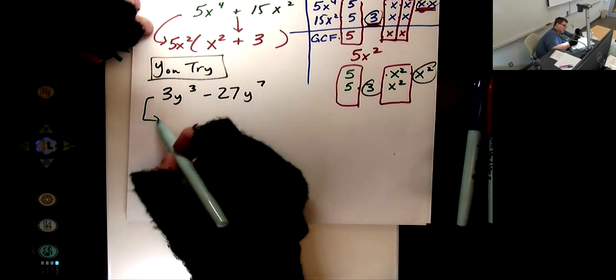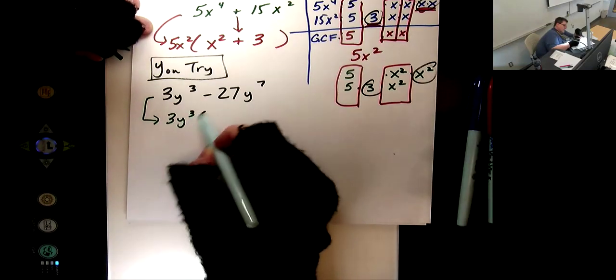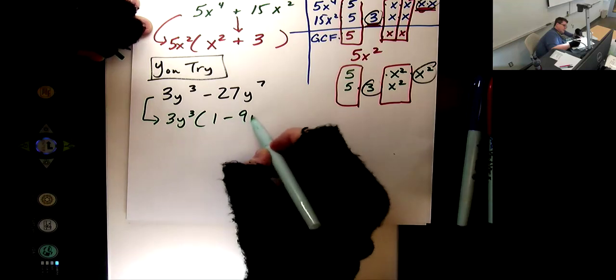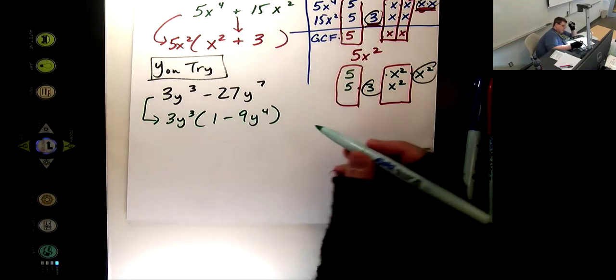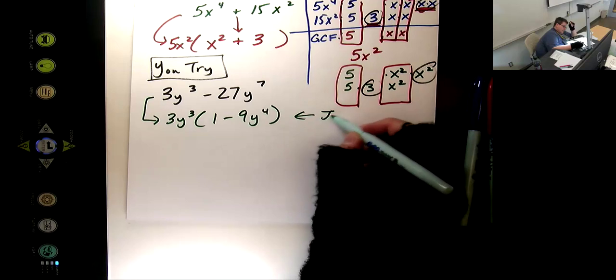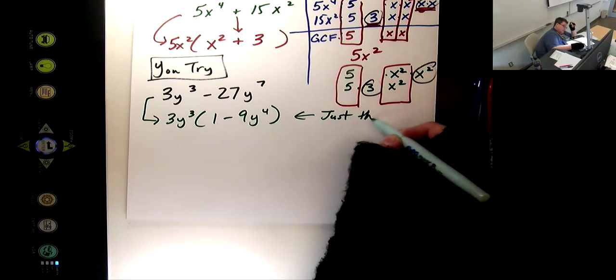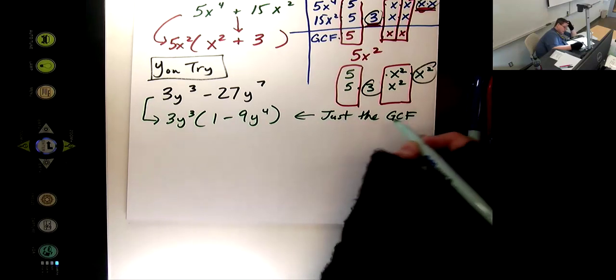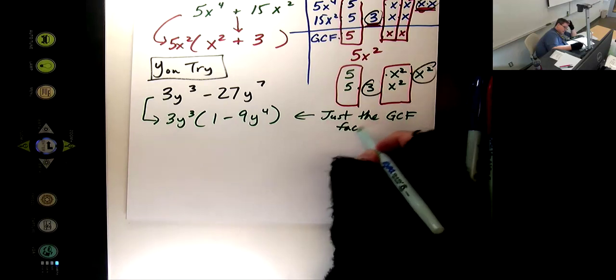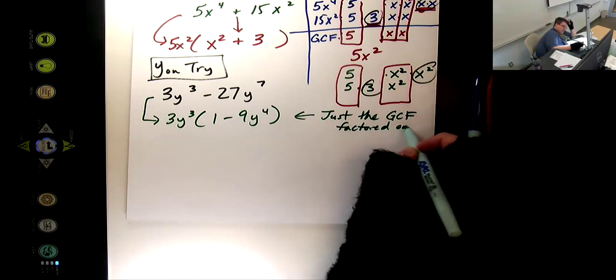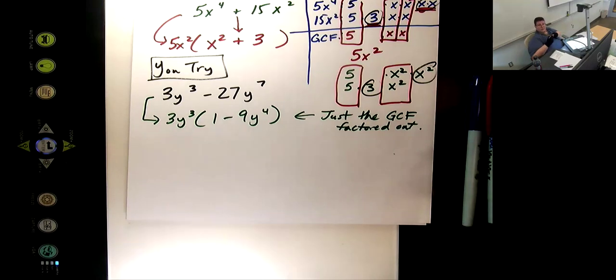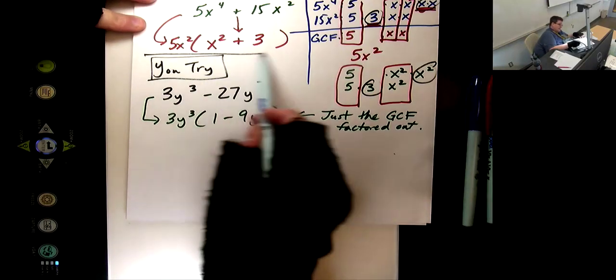If you do it correctly, you're going to get 3y cubed times 1 minus 9y to the 4th. That's just the GCF step. This one actually factors further, but we're going to go over that. We'll come back to this problem later on to finish factoring it.